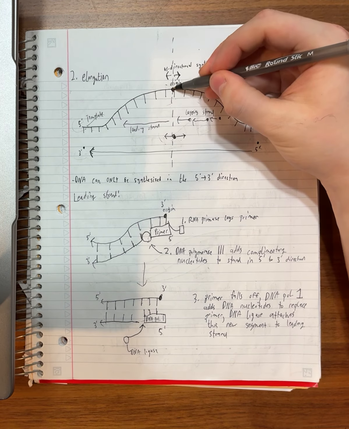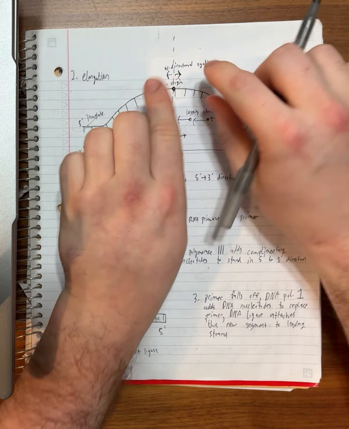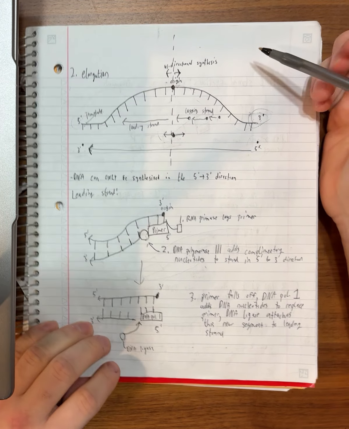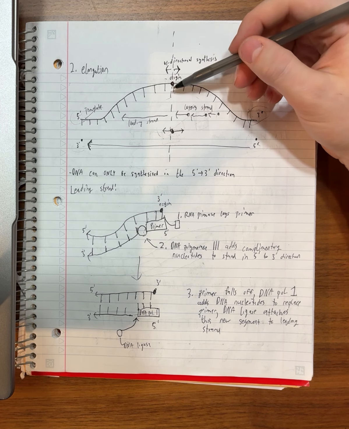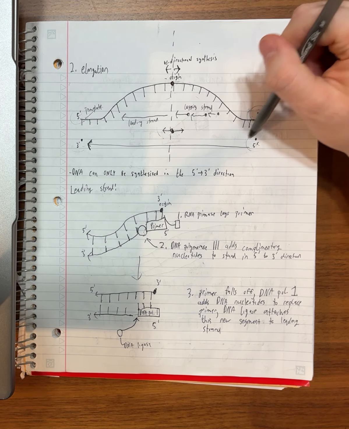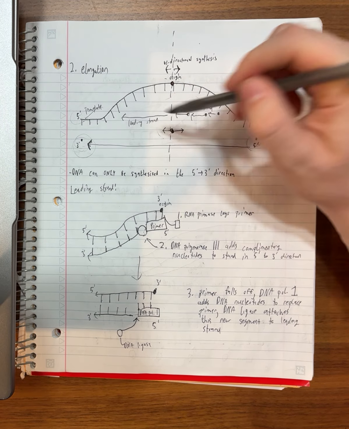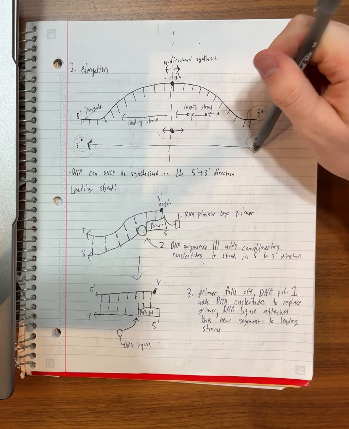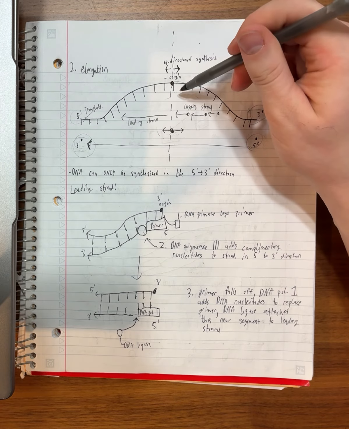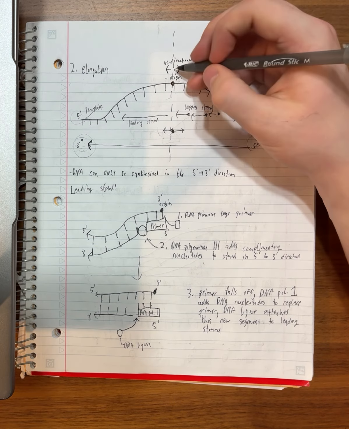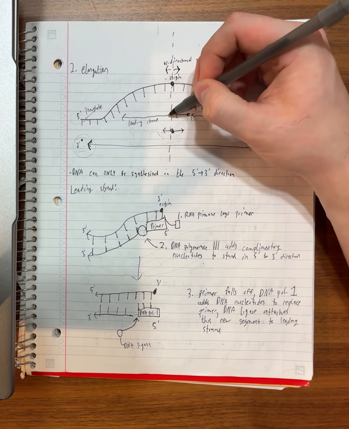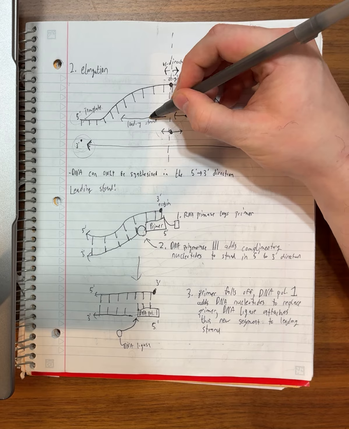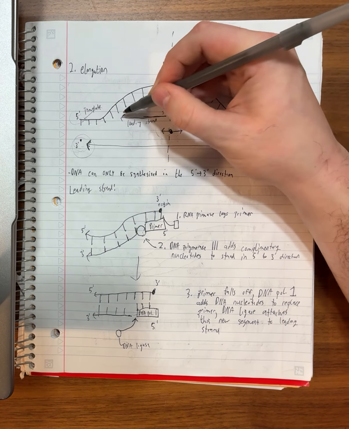So you remember that we had this origin point and we unzipped in both directions. That creates a little problem, because when I'm making my new strand and I'm going 5' to 3', I can only build my new strand going from right to left. That's going to be easy when I'm going left of the origin. So when I'm going left of the origin, I can just continually make this strand from 5' to 3'.